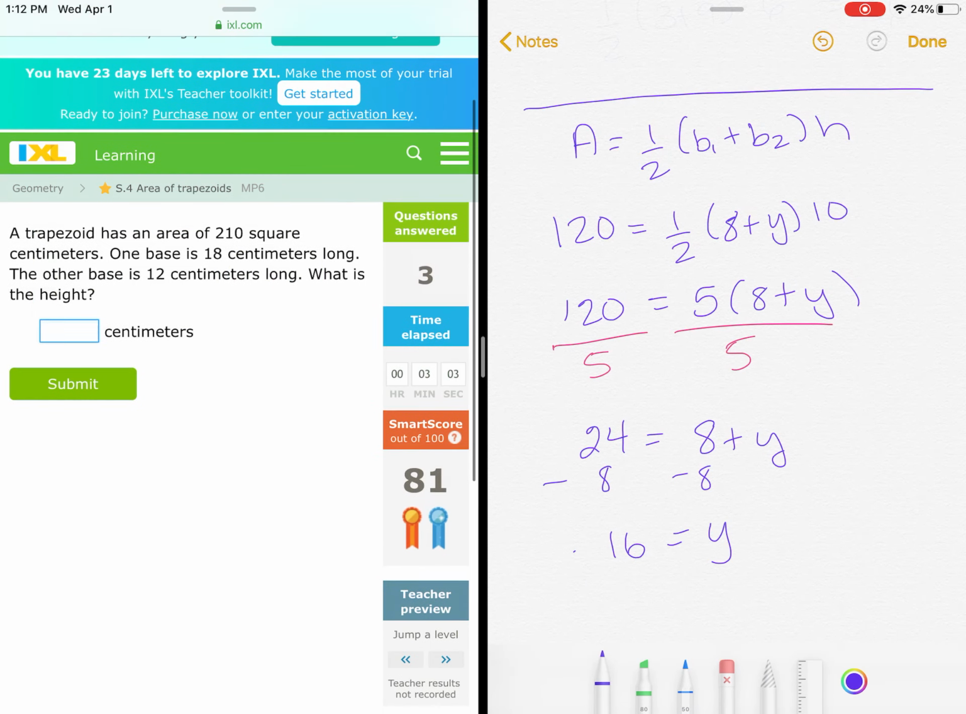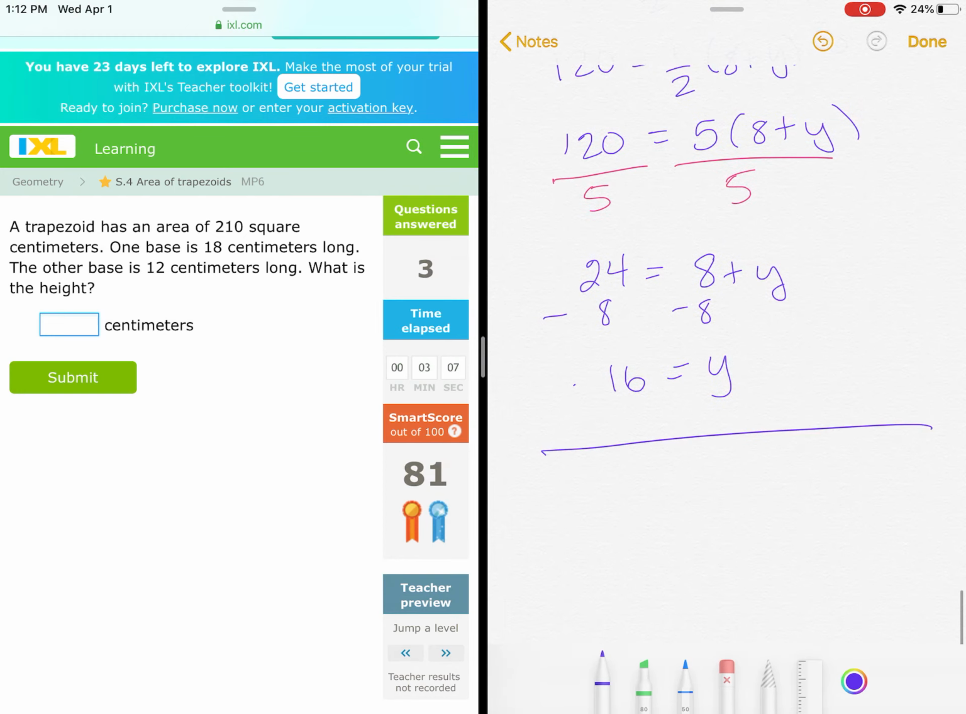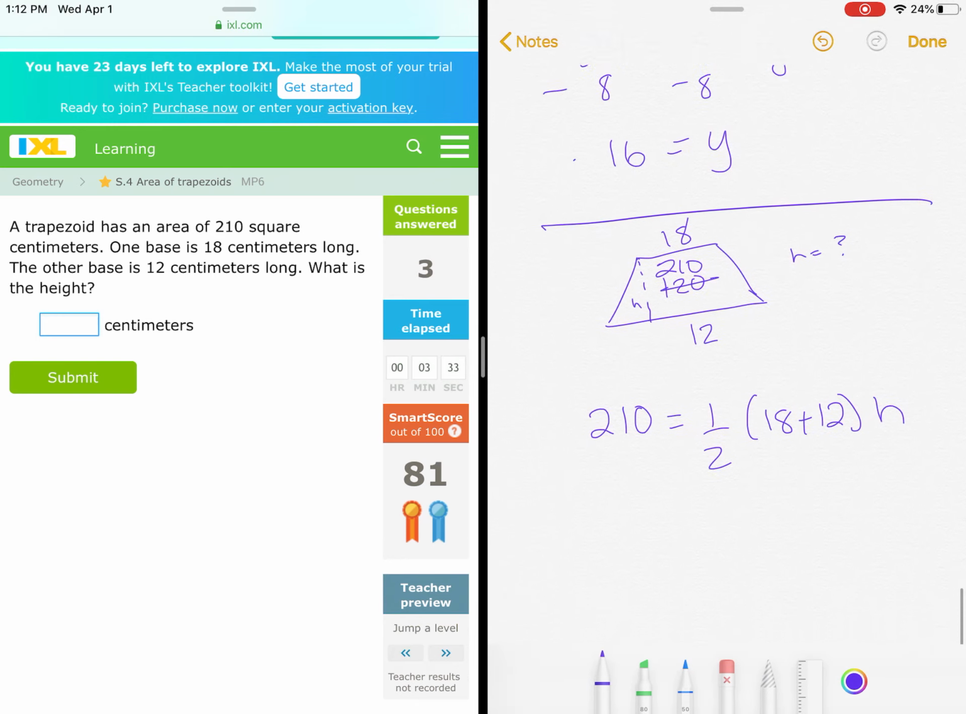Okay, so you're just solving word problems. Make sure you draw a picture. So it says a trapezoid, so I have some trapezoid, doesn't matter. It has an area of 210. One base is 18, the other base is 12. What is the height? So height's what I'm looking for. Okay, so you would work it the same way. So you'd say 210 equals 1/2 base 1 plus base 2 times the height.